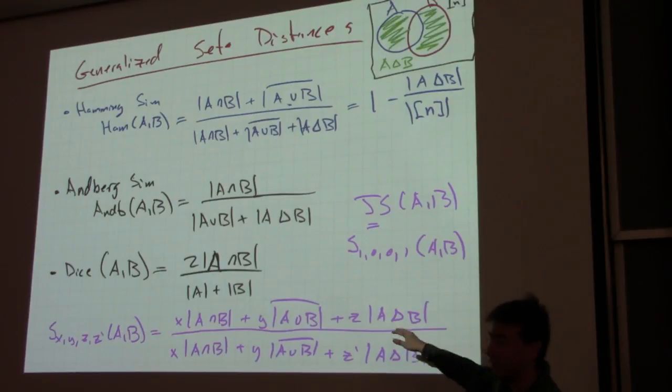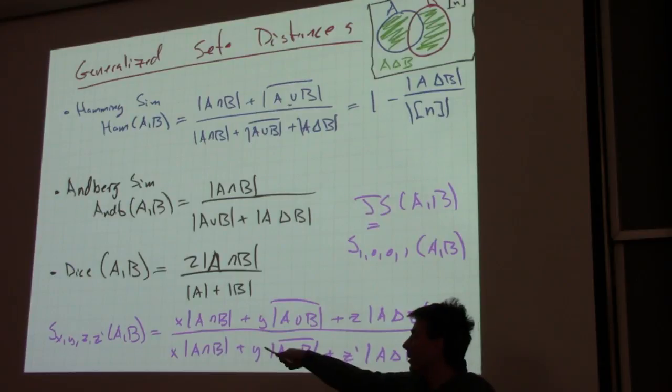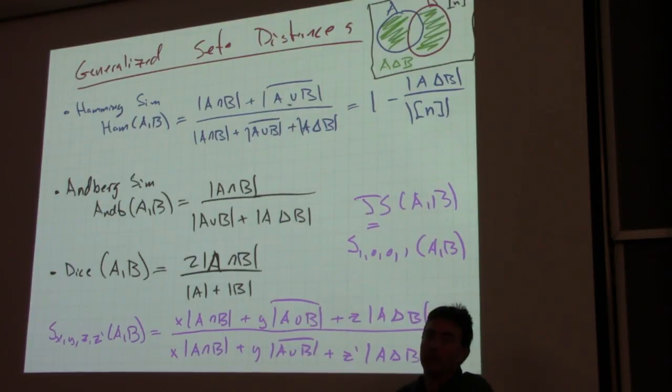So this is a general form, and if something looks like this general form, it's going to generally make sense as a type of similarity. So there are lots of choices by just choosing the X, Y, Z, and Z prime parameters.